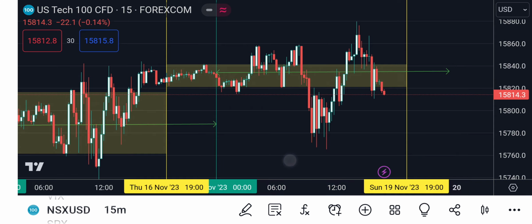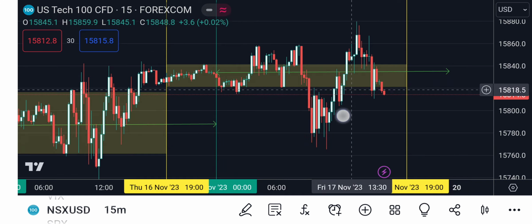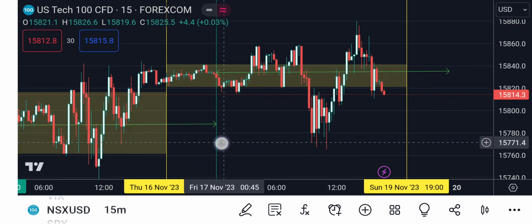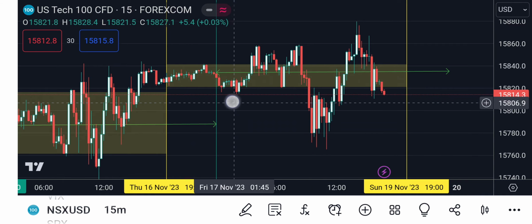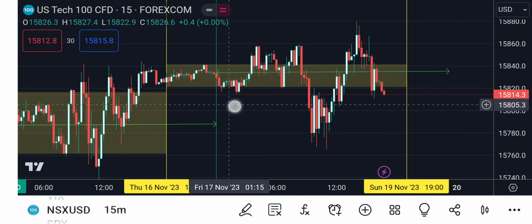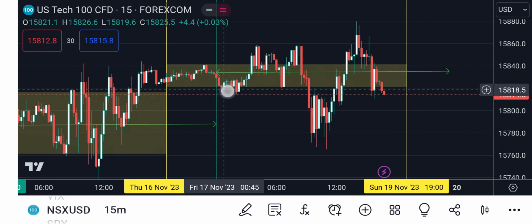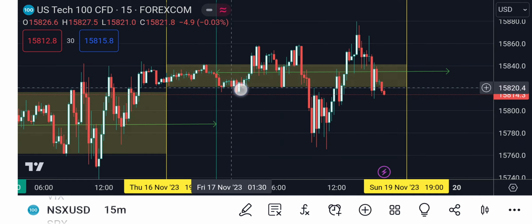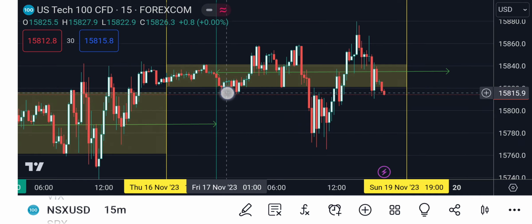So this is our opening. This is our New York day. This is our New York trading Friday. This is our New York opening. This is our day Friday. So from this point on, what happened is the market moved to the downside, right? So if it moves to the downside, I take it as a sell.